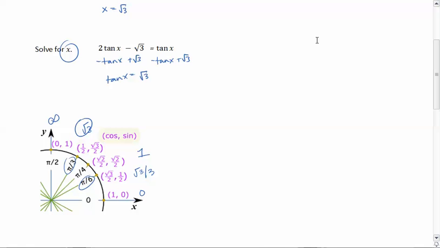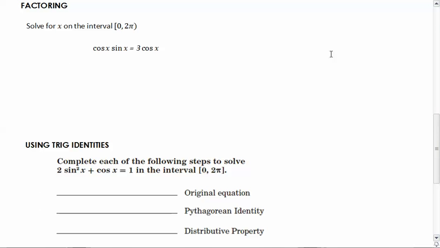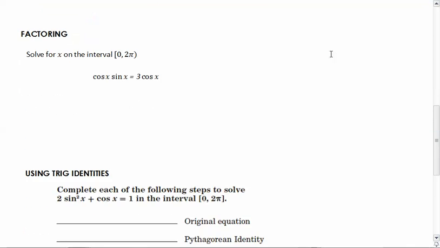And it's going to happen every n times pi, all the periods that we have. If we added another period, we would end up with another pi over 3. So it's going to happen at x equals pi over 3 plus n times pi, which is our period for tangent. Now let's look at factoring. So the first method was isolation. Next method we're going to talk about is factoring.